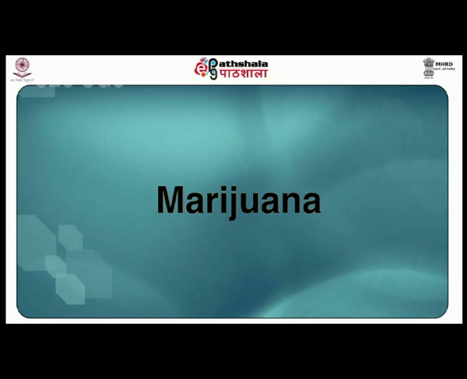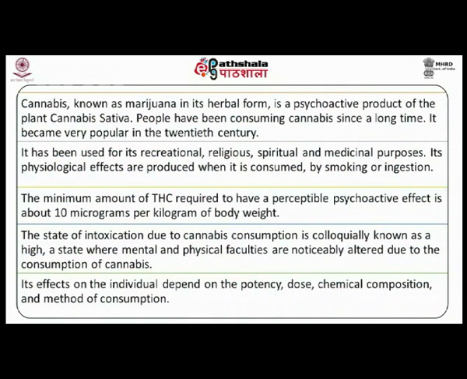Now let us discuss marijuana. Cannabis or marijuana in its herbal form is a psychoactive product of the plant Cannabis sativa. People have been consuming cannabis since a long time. It became very popular in the 20th century. It has been used for its recreational, religious, spiritual and medicinal purposes. Its physiological effects are produced when it is consumed by smoking or ingestion.